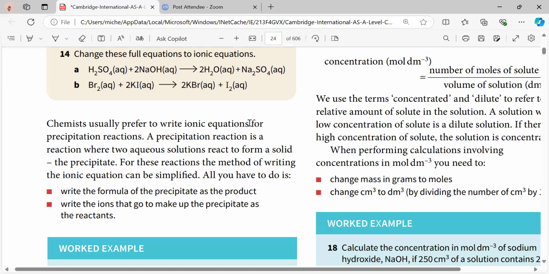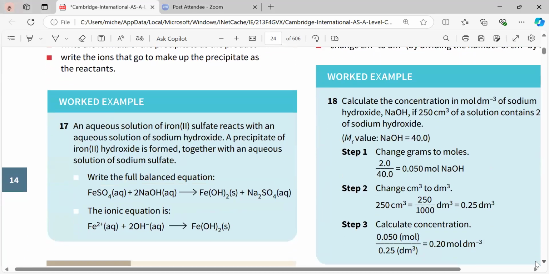So chemists usually prefer to write ionic equations for precipitation reactions. A precipitation reaction is a reaction where two aqueous solutions react to form a solid precipitate. This is a unique reaction. For this equation, the method of writing the ionic equation can be simplified. All you have to do is write the formula of the precipitate as the product, and then write the ions that make up the precipitate as the reactants. It's kind of confusing, so we're just going to look at the worked example right here.